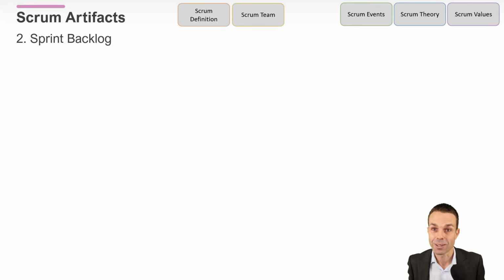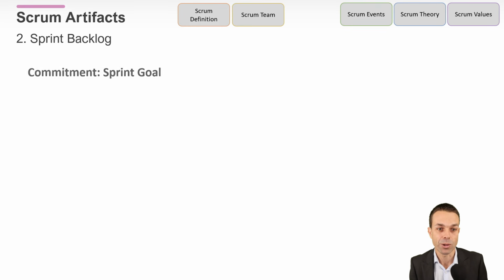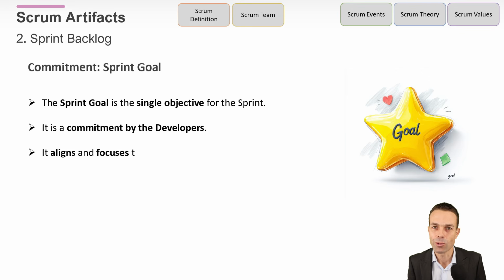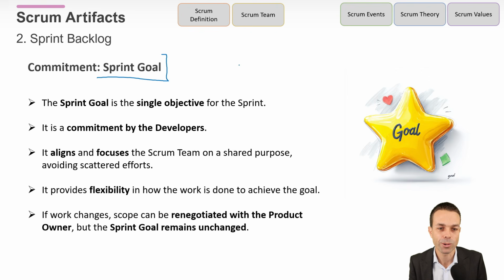Now, the commitment for the sprint backlog is the sprint goal. It's pretty straightforward, pretty easy to remember. Again, for your exams, if you're taking a Scrum exam, sprint backlog has the sprint goal, product backlog has the product goal, and the increment has the definition of done.